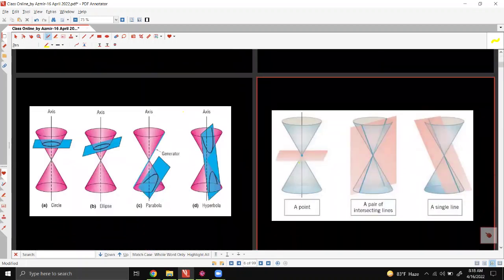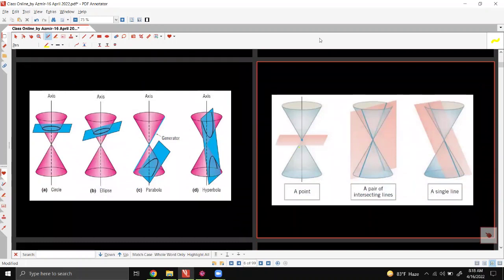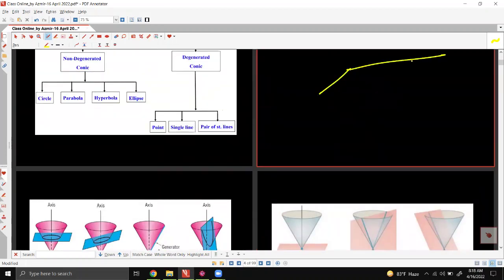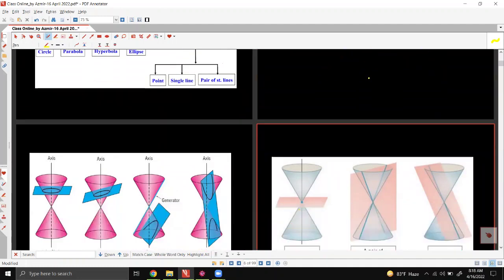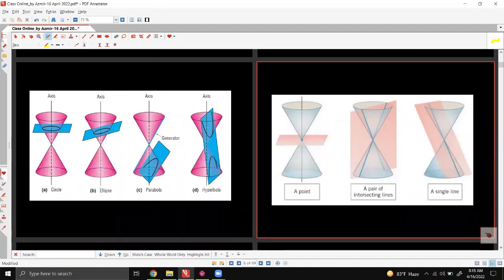From this double nappe cone, we can think about some geometrical figures. If we have a plane, let's say a flat sheet, by using this flat sheet we can make some intersection. Suppose the intersection is in this direction, then we will get a circle. If the intersection goes at this angle, then we will get an ellipse. And if we have this type of intersection, we will get a parabola. And similarly, we will get a hyperbola.